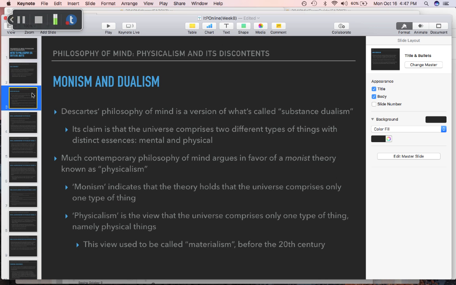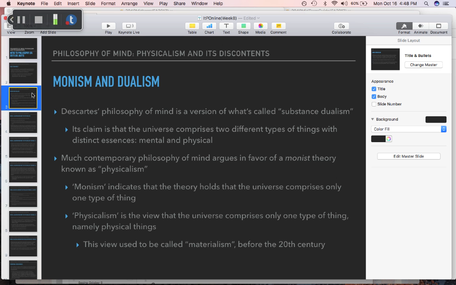Now, monist theories, on the other hand, say that the universe is made of one type of stuff. Most of contemporary philosophy of mind has argued in favor of some kind of monism, and some sort of substance monism at least, where they say, look, there's only one type of stuff in the universe, and that's physical, right? So this is a monist theory because it says there's one type of thing. Descartes' theory is a dualist theory because it says there's two types of thing. So physical things, or physical entities, physical properties, physical events, whatever, that's what the physicalist says is the only type of thing.